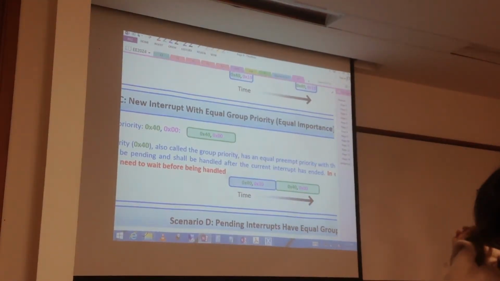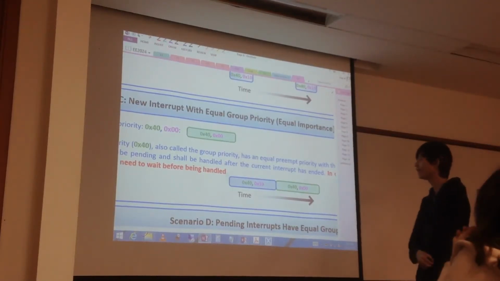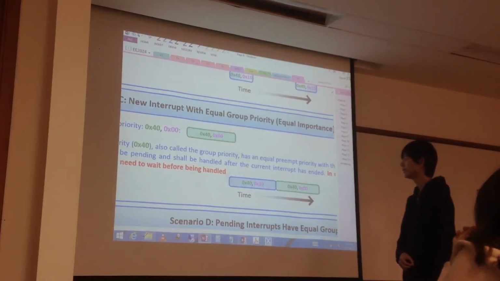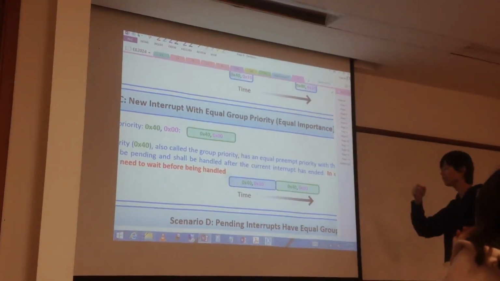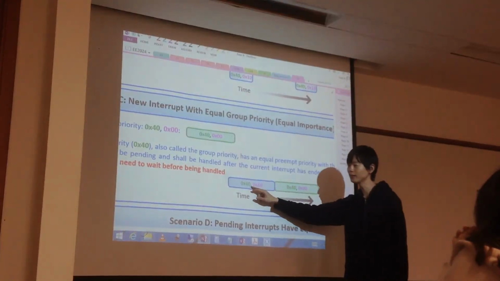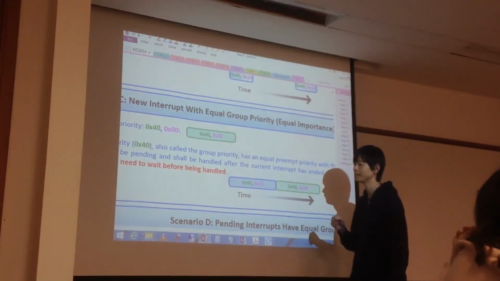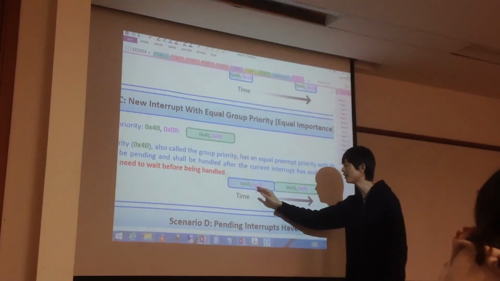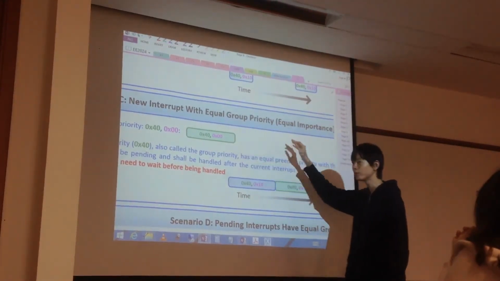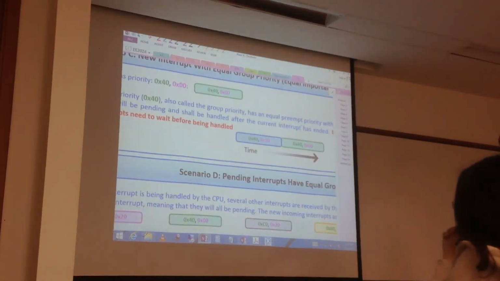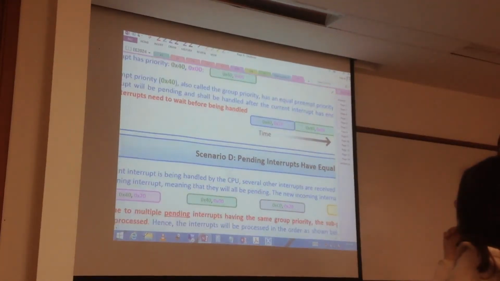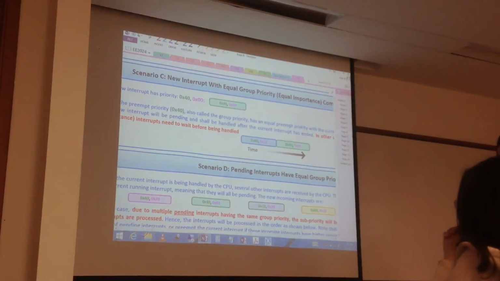How about pending interrupts? Here I'm telling the interrupt to wait, right? What if while this one is going on, many more interrupts come in? So this one is still being carried out, then you have 3 or 4 more interrupts to wait. So some of them have to wait. Let us have a look.